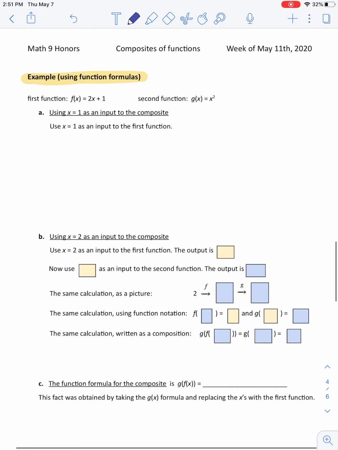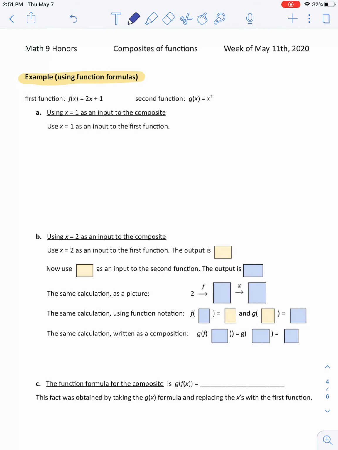Okay, hopefully you have done all of the stuff that I asked you to do before coming to this page. We're going to use these formulas now. So instead of having a table, we have to plug in values to figure out. So I'm going to do some more examples up here first before we get into any of the composite functions.